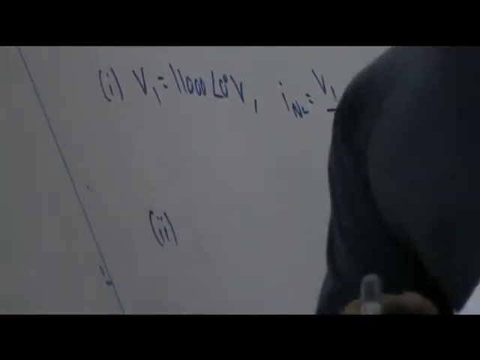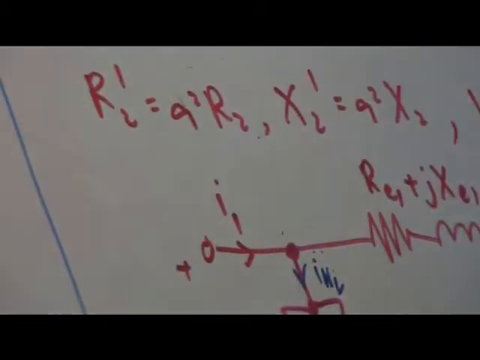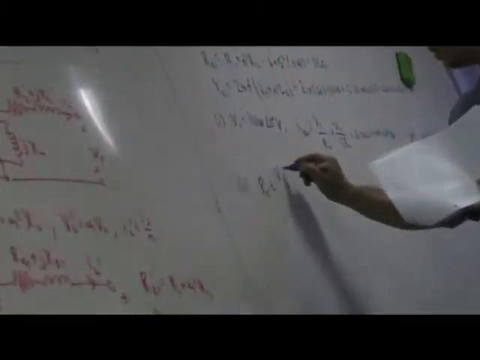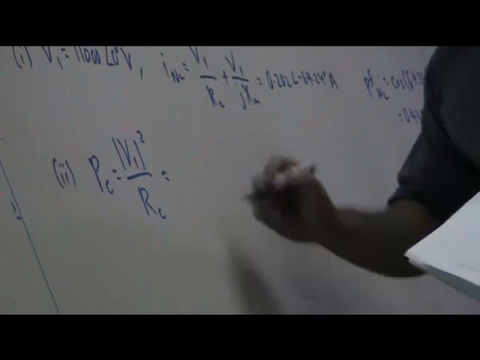Part 2, the core losses. Core losses is the power dissipated by the core loss resistance RC. So that would be PC equals V1 squared divided by RC.